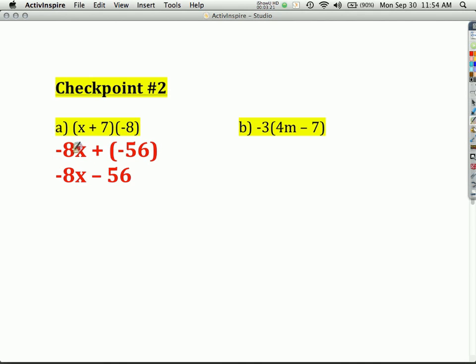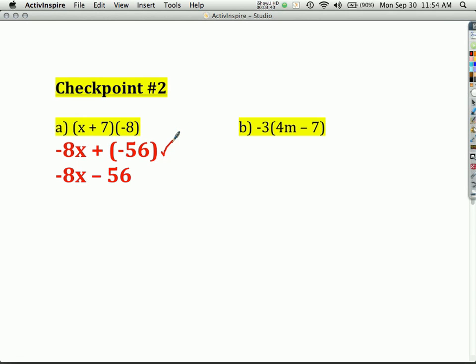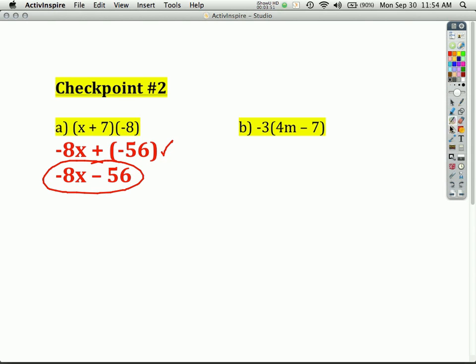If you wrote this, that means you understood the distributive property, but you didn't understand that last detail that I talked about, in which you don't write plus a negative, you change that to subtraction. So let me be clear. If you got this, then you are starting to understand the distributive property. If you got this, which is what I was looking for, then you are really doing a very, very good job of understanding everything that I'm explaining. Okay? Part B was a little bit tougher.